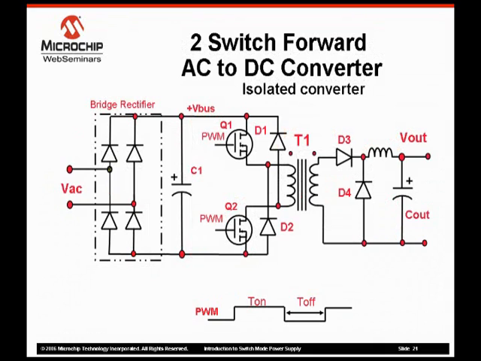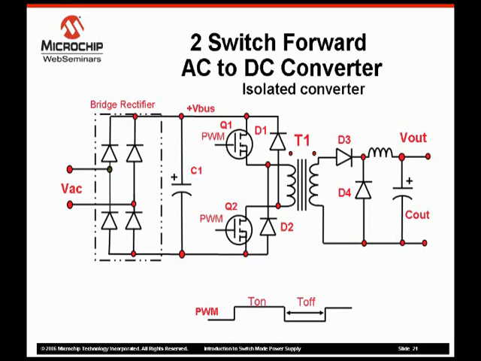2-switched forward AC to DC converters. A 2-switch forward converter is also called a double-ended or a diagonal half-bridge forward converter. This topology is a very reliable design that does not stress the transistors with voltage spikes. The 2 transistors are switched on and off at the same time.